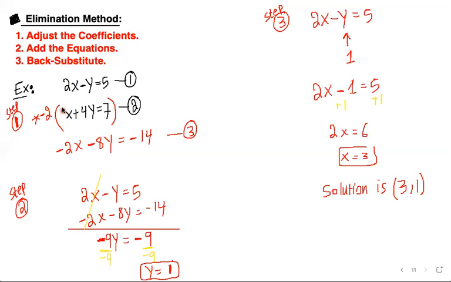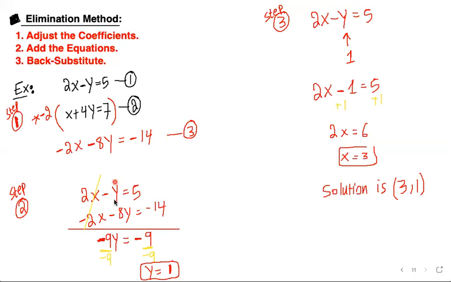Well, this one here, the coefficient is 1. So I have to multiply by negative 2. When I multiply by negative 2, I have to multiply the whole equation by negative 2. So I get negative 2x, negative 8y, and negative 14. Now I have 2x and negative 2x, so they cancel each other. They eliminate each other.